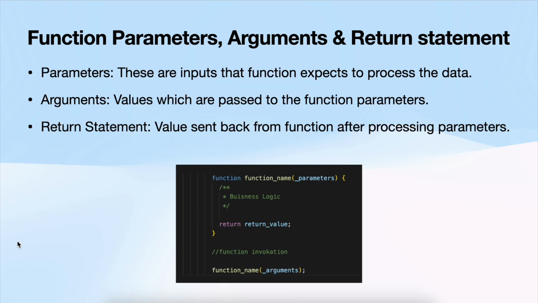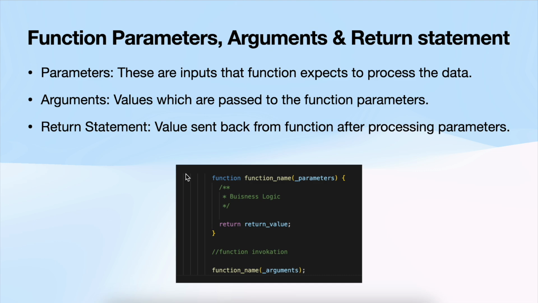Then what are arguments? Arguments are nothing but the values that we pass to the function parameters. And the return statement is nothing but the value that is sent back from the function after certain processing on the parameters that we have received.